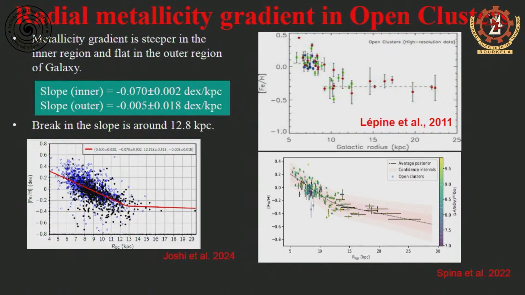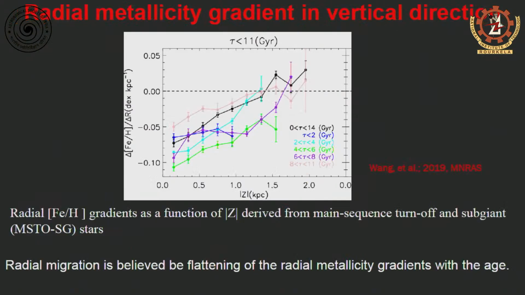So it means most of the star formation is happening up to 12.8 kiloparsecs, and in the outer region beyond 12.8 kiloparsecs, we don't see any star formation happening in this direction.